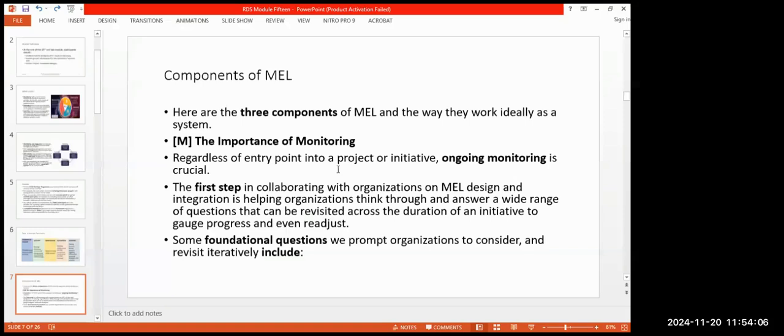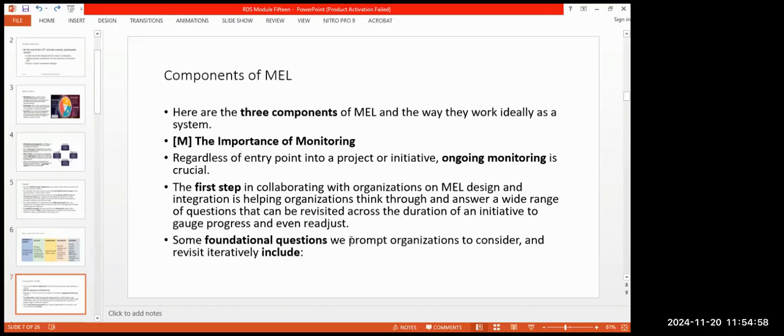We have the monitoring part, which is, regardless of where the project is ongoing, very, very crucial. Without monitoring, then probably you are not knowing where you are in your program or project. And the first step is to collaborate with the organizations and design an MEL framework, so that you're able to use it across the different stages of a program, and perhaps also review it or adjust it accordingly.